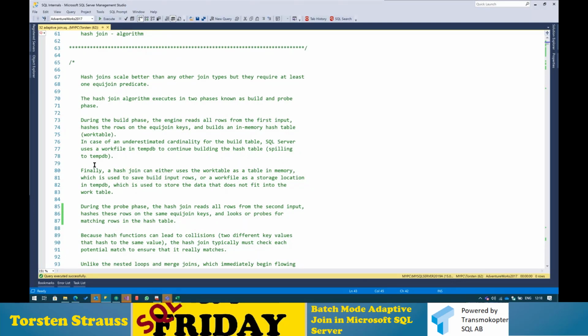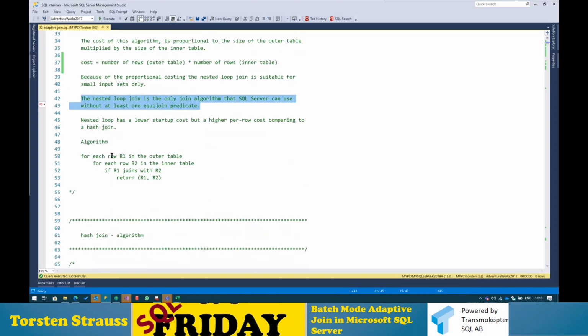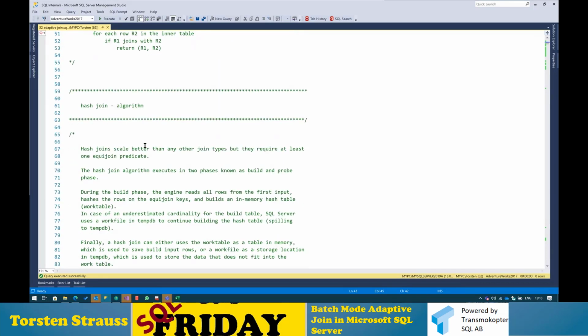And that is the reason why the batch mode, sorry, the adaptive join algorithm only considers the nested loop and the hash match join. That's it. Okay, I hope you understand the differences here because, again, the nested loop will not scale, whereas the hash match scales, but has an overhead, and therefore it is only considered when we have a specific number of rows in our tables.